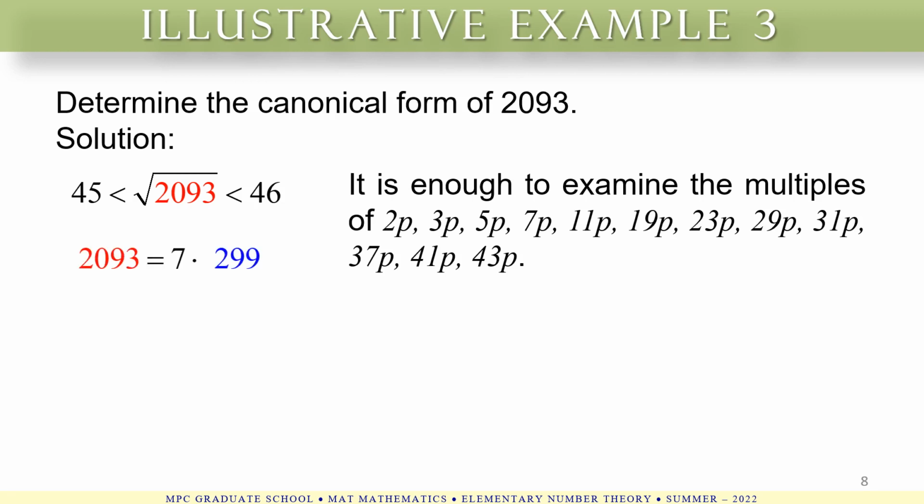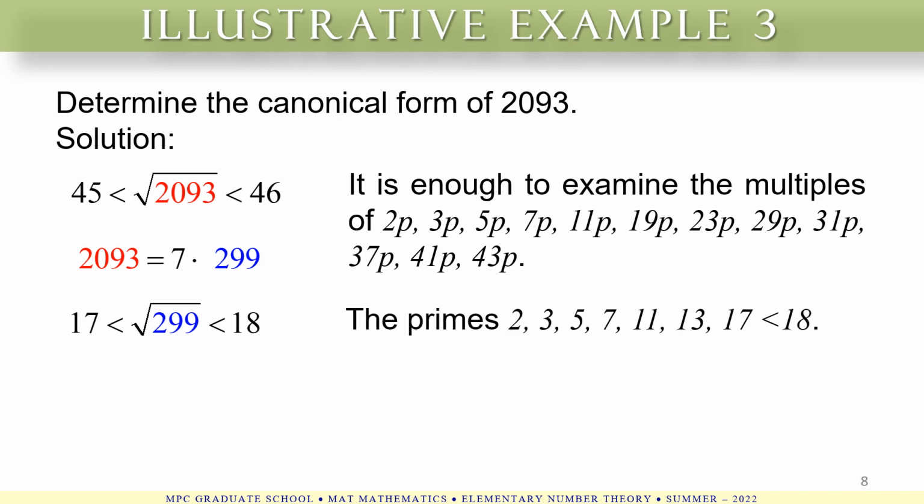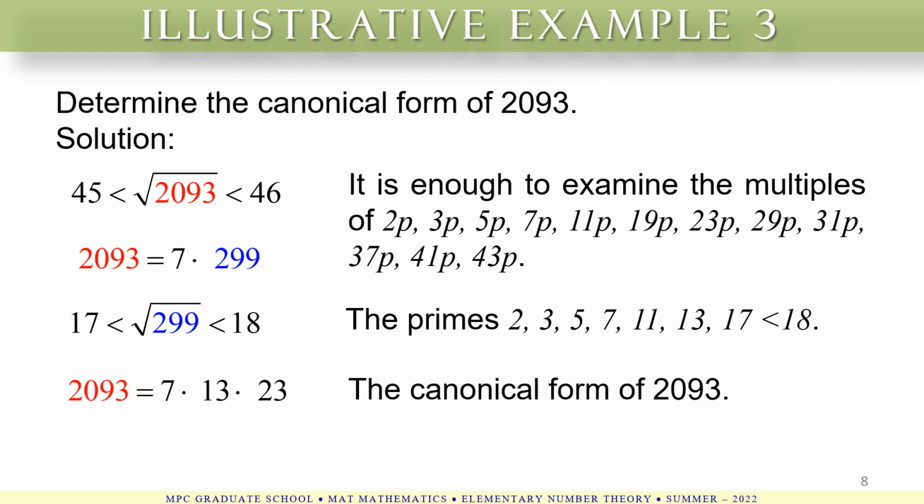Since we are not sure if 299 is a prime, we will repeat the process of trial division on 299. Hence, we will see that the square root of 299 falls between 17 and 18. We will use the primes less than 18 to divide 299. This will lead us to see that 299 is a product of 13 and 23. Thus, the canonical form of 2093 is equal to 7 multiplied by 13 multiplied by 23.